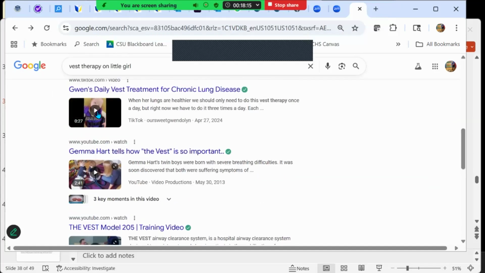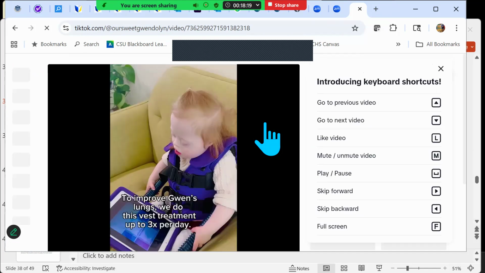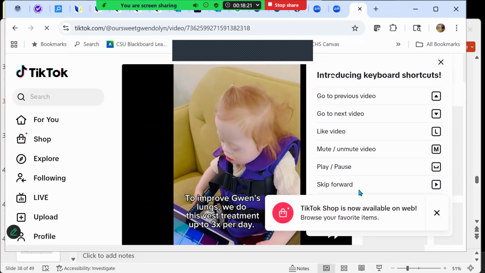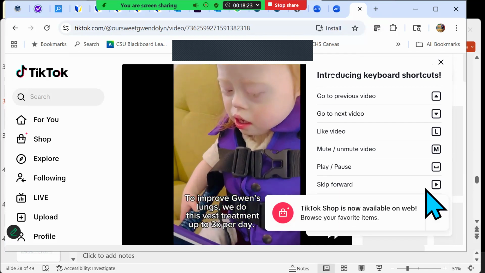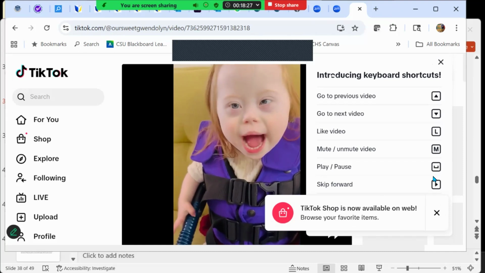That's a pretty good one. Yay. Notice how the vest is shaking her up. She actually enjoys it.